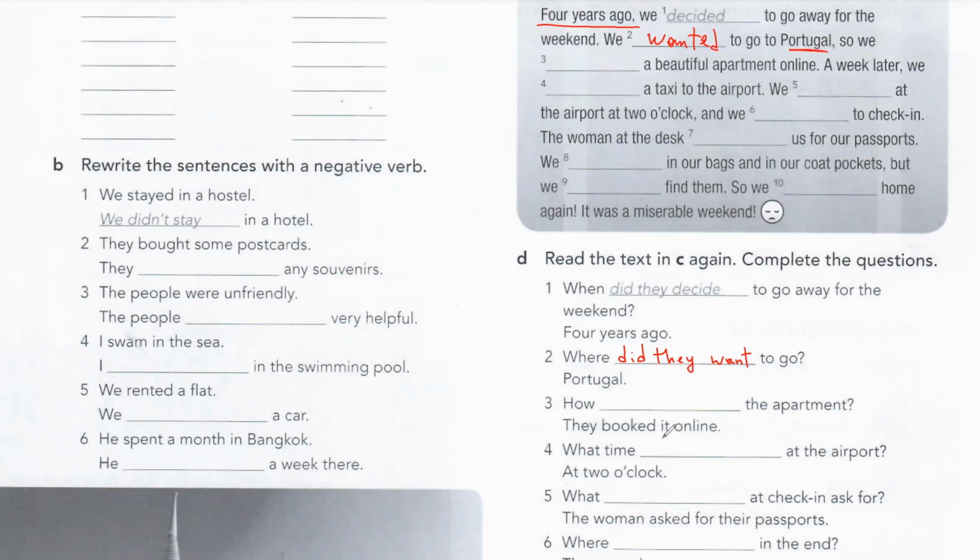They booked it online. So they're talking about the apartment. So, how did they book the apartment? They booked it online.